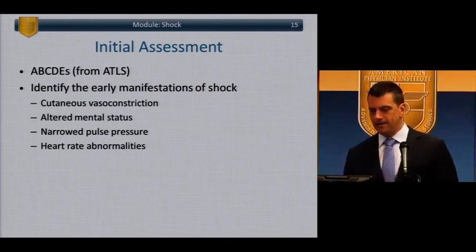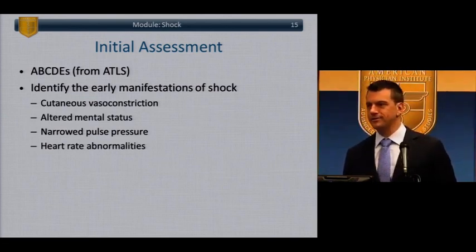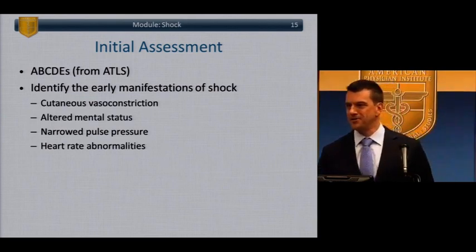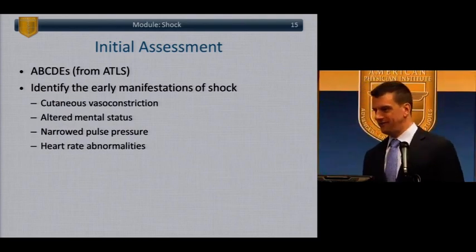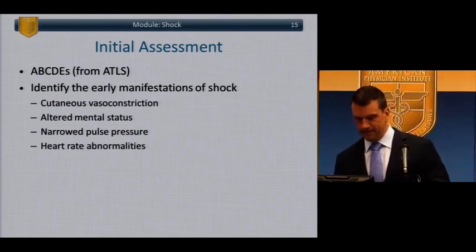Again, none of these is perfect. We have all sorts of elderly patients now on drugs that control heart rate. We have athletes. So it's all relative to what the baseline is.